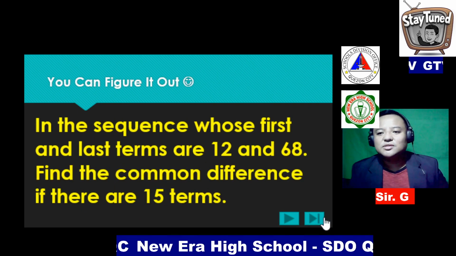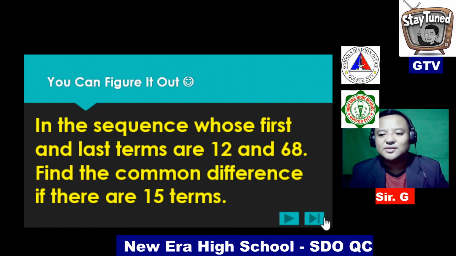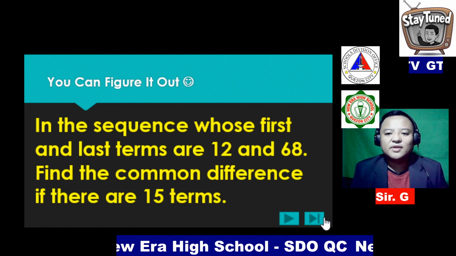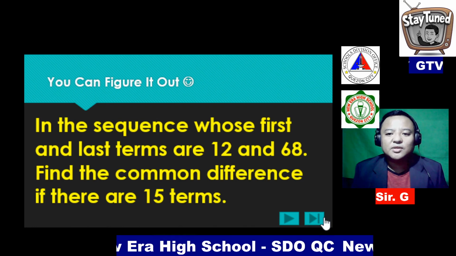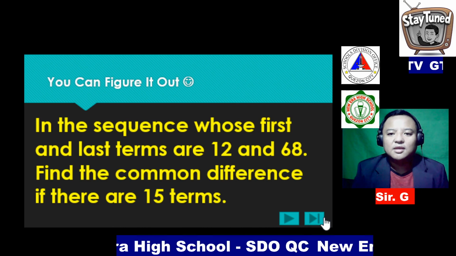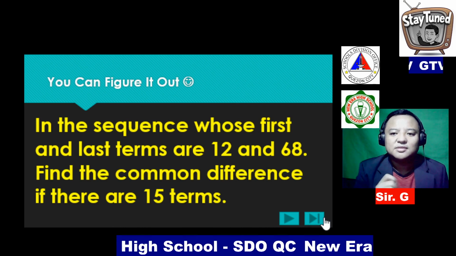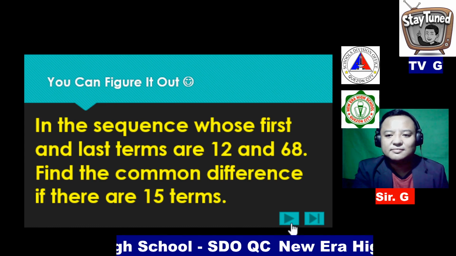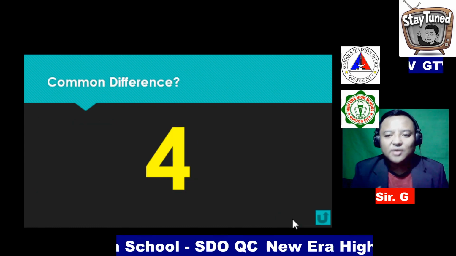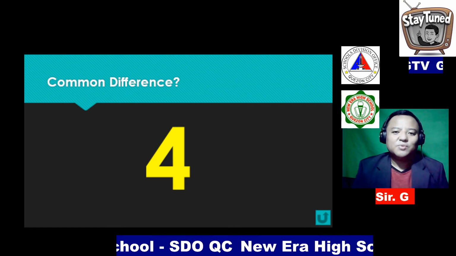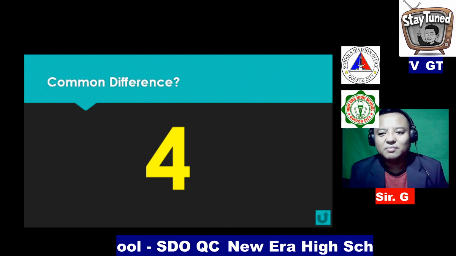In the sequence whose first and last terms are 12 and 68. Find the common difference if there are 15 terms. Again, let's find the common difference. Again, pause the video for 5 minutes, then play for you to get the answer. And the common difference on that sequence, guys, is 4. I hope you got all 3 problems correct.